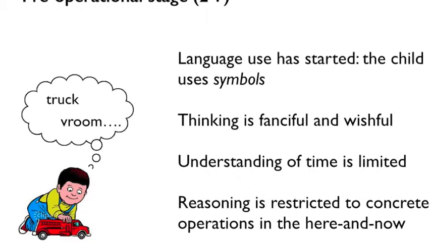Now, you don't acquire language all in one go. You first learn to use words, individual words, to name things. And we've seen in the example of Sarah, the chimpanzee, how simply having symbols at your disposal gives you the ability to solve problems that you couldn't solve before. So merely the use of symbols is a significant milestone that changes your cognitive economy, if you like.